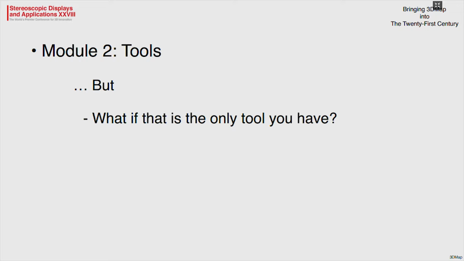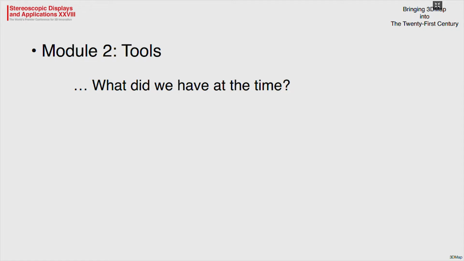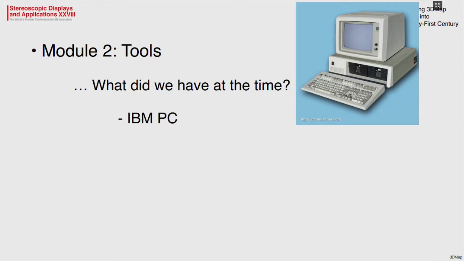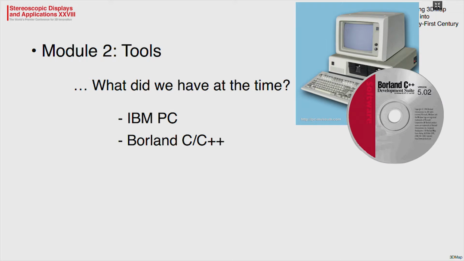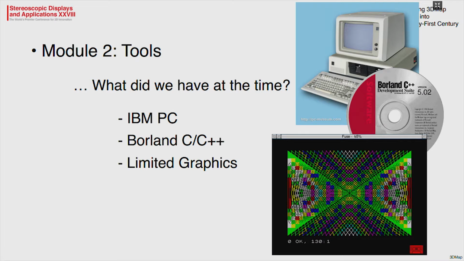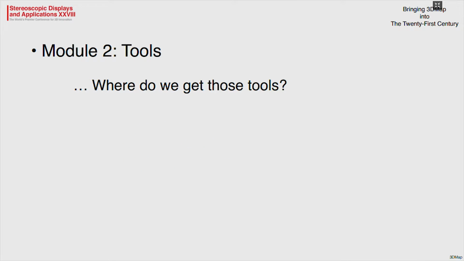And so we have all of these workarounds. And I'm sure as researchers and others, you've seen all of these workarounds. So we all work with what we can get. So what do we have at the time? I'm pretty much projecting what had been there because I wasn't there, okay? An IBM PC, Borland C or C++, and some limited graphics, early of which you saw.